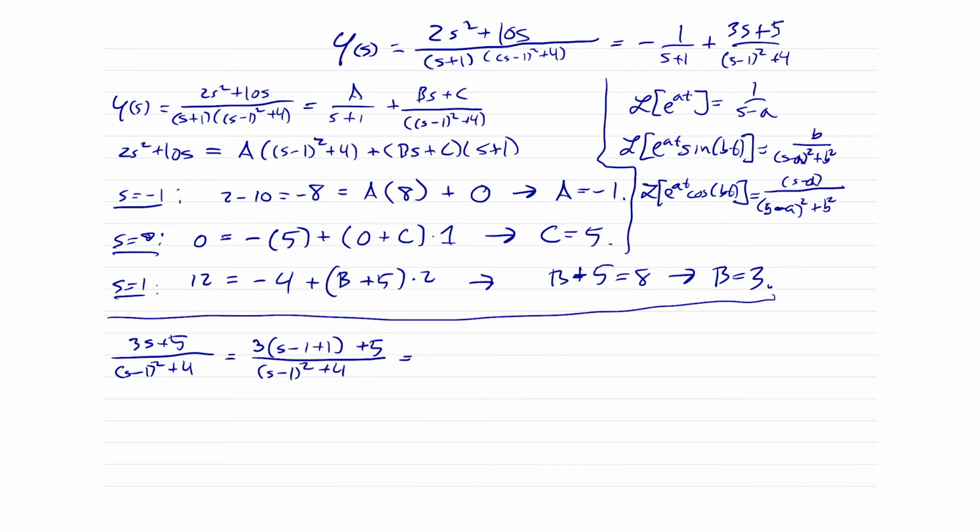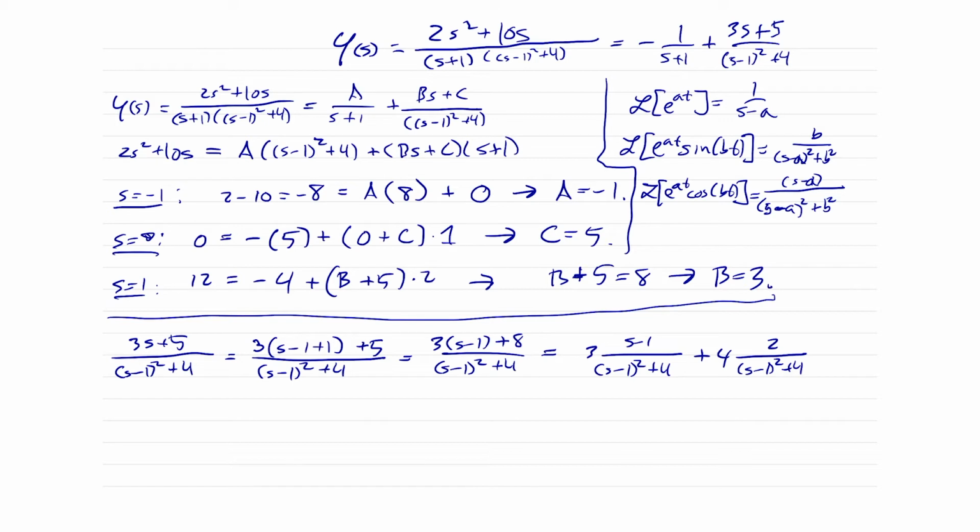Now if I distribute the 3 through, so I get 3 times s minus 1, and then I have plus 3, that's going to convert into an 8 over here. And then I get 3 times s minus 1 divided by s minus 1 squared plus 4. And then plus this 8, I'm going to turn to 4, so I have a 2 up here. And then I'm going to be left with s minus 1 squared plus 4.